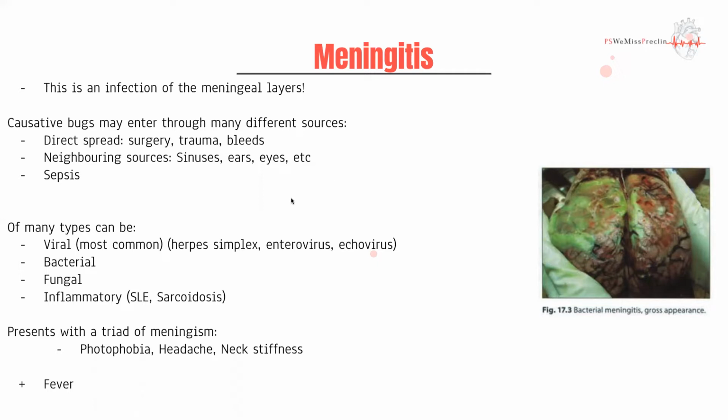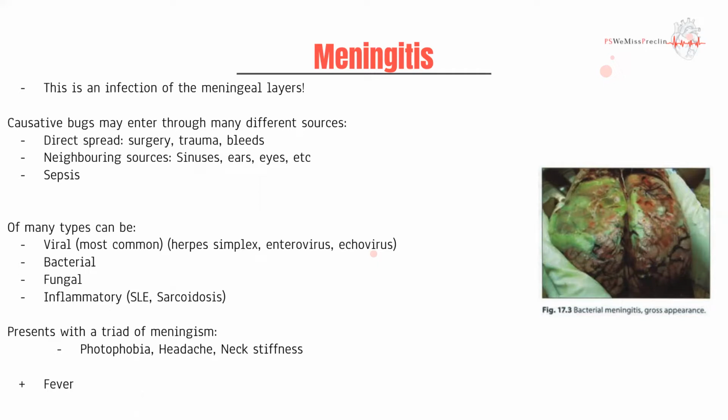Of the types of meningitis, you need to know that you either have viral causes, which would be the most common. We have bacterial, fungal and inflammatory, which are relatively rare. The important viruses that cause meningitis include herpes simplex, enterovirus, echovirus. You also have HIV as well as EBV.